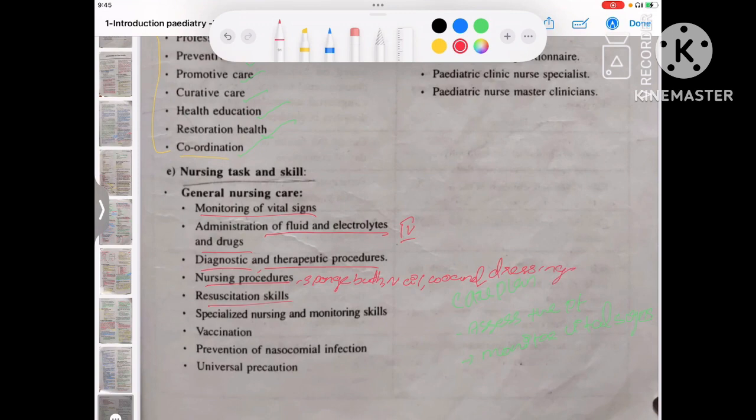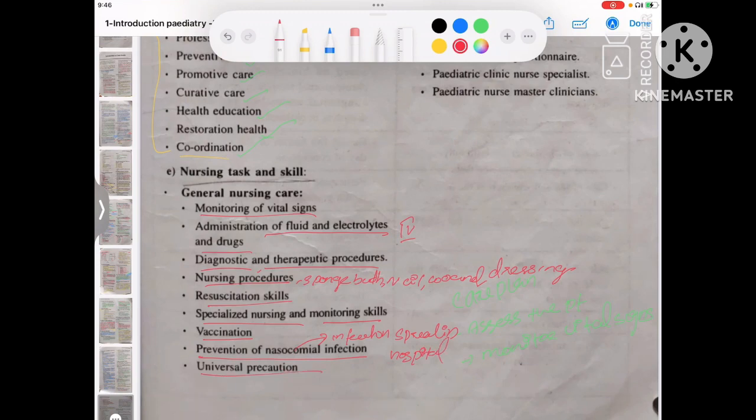Then resuscitation skills. What are the resuscitation skills? Resuscitation skills means coming back to normal life. If a baby has a plaster or any fracture on the body parts, we will make the baby come back to normal life. So that's the restoration skills we will provide, and specialized nursing and monitoring skills, vaccinations. We will provide the vaccination, and prevention of nosocomial infection. What is nosocomial infection? The infection spread within the hospital, or we can say hospital acquired infection.